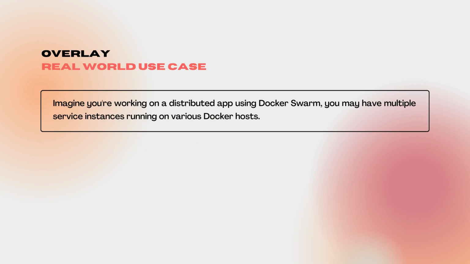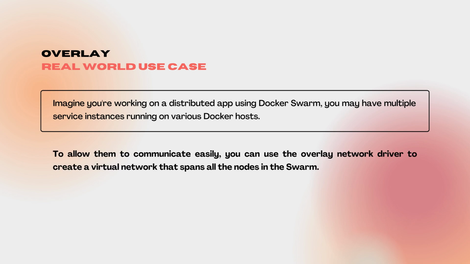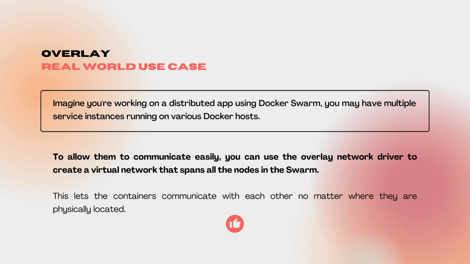In a real-world case, let's say you're working on a distributed app using Docker Swarm, you might have multiple services running on various Docker hosts. To be able to allow them to communicate easily, you can use the overlay network driver to create a virtual network that spans all the nodes in the Swarm. This lets the containers communicate with each other no matter where they are physically located.